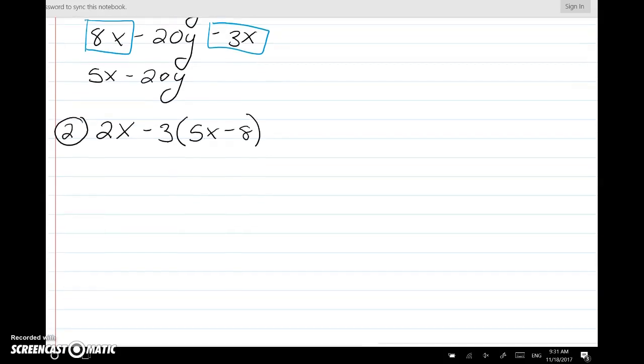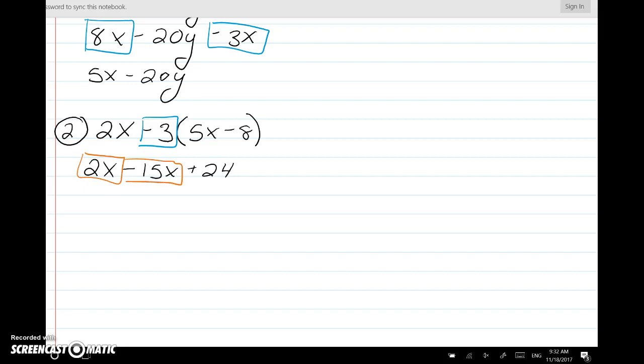Okay, well, remember this is a negative 3 that has to be distributed. So, keep the 2x. Negative 3 times 5x is minus 15x. Negative 3 times negative 8 is positive 24. Find the like terms. 2x, negative 15x. 2x minus 15x is negative 13x plus 24. That's the answer to that one.